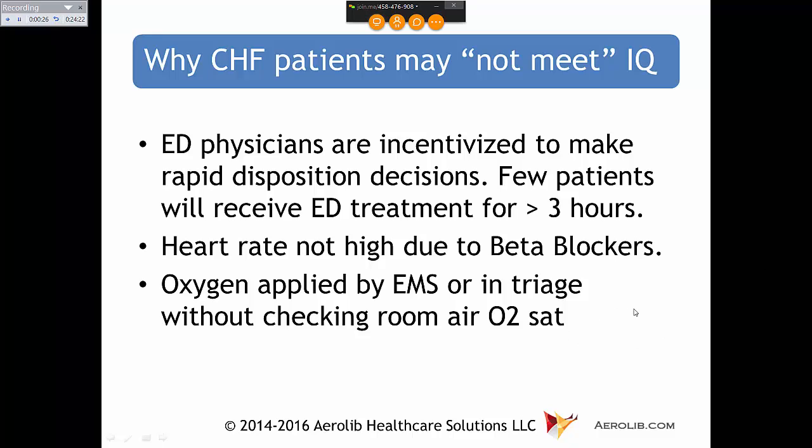Now, a lot of these patients who have CHF already have concomitant disease. They're on beta blockers, and so you may not see the tachycardia, but it's important to document a heart rate of 90 on 50 milligrams or 100 milligrams of metoprolol, so that when an auditor is looking at the case, they know that 90 for someone on a high dose beta blocker is actually equivalent to 150 on no beta blockers. Now, if oxygen is applied by the EMS or the triage without checking the room air oxygen saturation, you may never have a baseline pulse oximetry on room air, or what we call the distress oxygenation level.